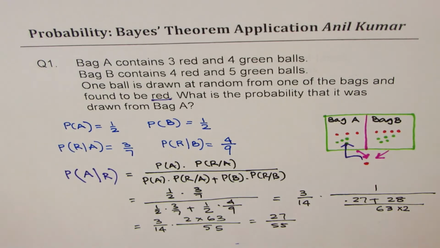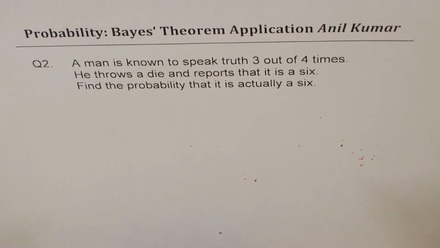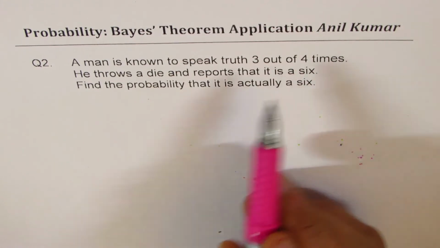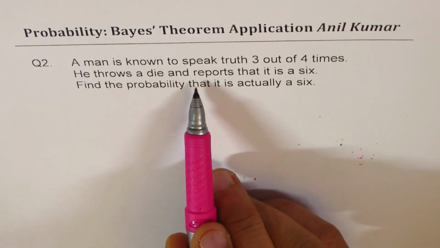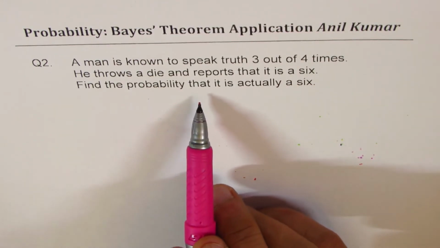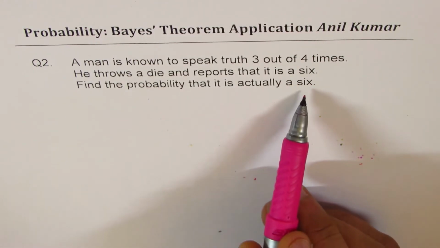Now we'll take up question number 2. Question number 2. A man is known to speak truth 3 out of 4 times. He throws a die and reports that it is a 6. Find the probability that it is actually a 6.